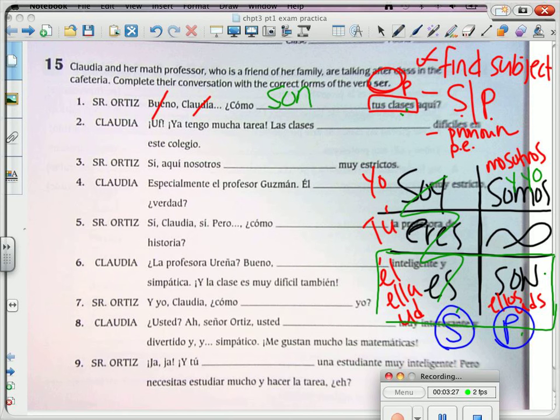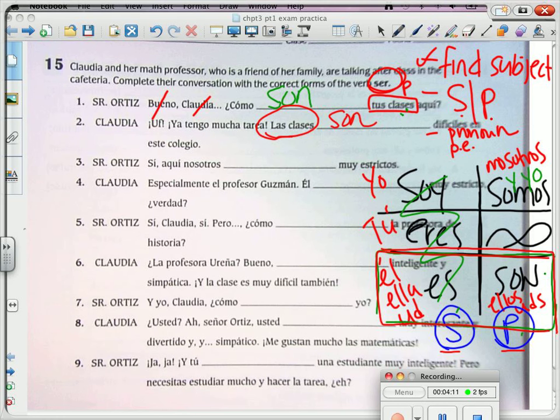Let's look at número dos. Uf, ya tengo mucha tarea. Las clases blank difíciles en este colegio. So we want to find first our subject. I have a lot of homework. The classes blank hard in this school. Okay, so the classes are hard in this school. What are we describing? What are we talking about? We're talking about, you guessed it, classes. Is classes a thing or is it a person? It's a thing. So what did I say about thing? If it is a thing, you come down to the bottom two and ask yourself, is it singular or plural? Which one is it? It's plural. Son.